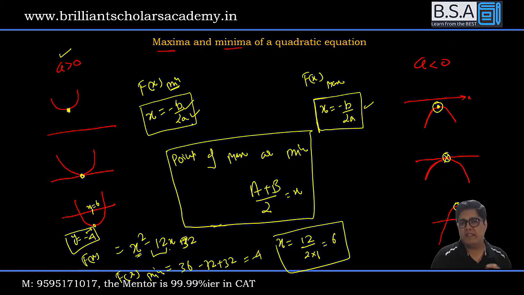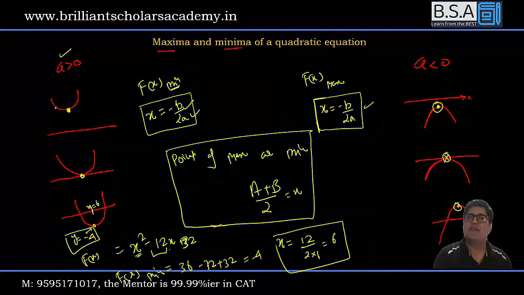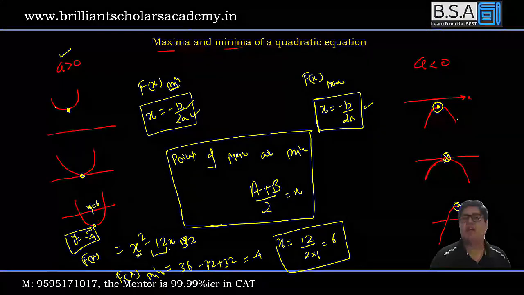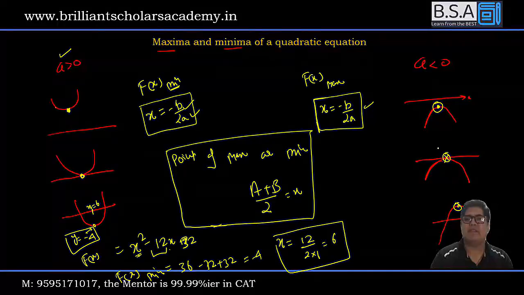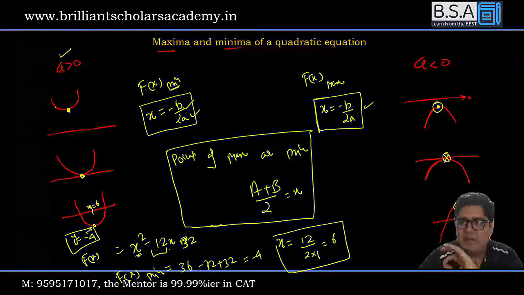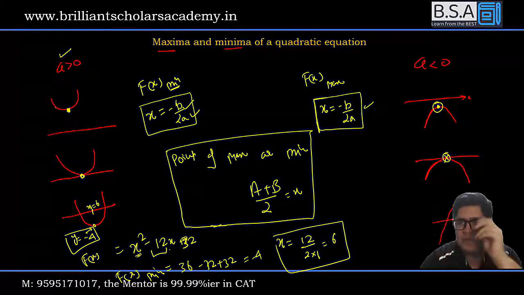So what is that minus b by 2a? That is the midpoint of the two roots. Even if the roots are imaginary, the midpoint is minus b by 2a for imaginary roots also. So it does not matter what is the nature of roots. You can always find the maxima or minima of the graph at minus b by 2a. This part I want you to copy down neatly.